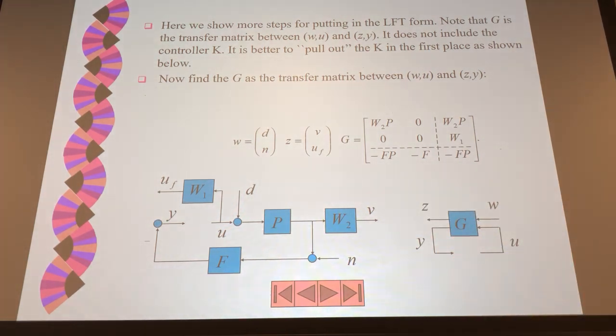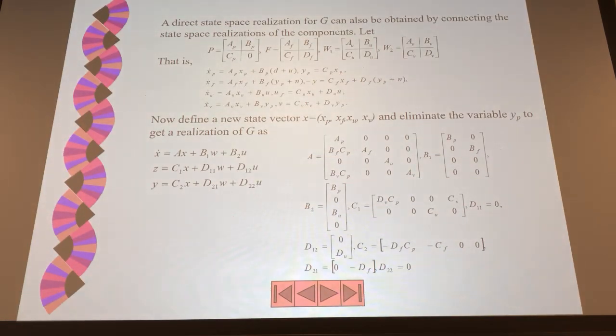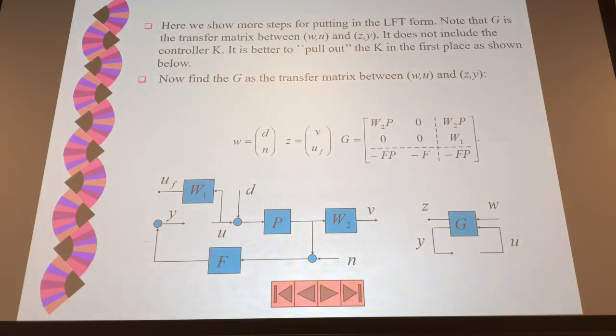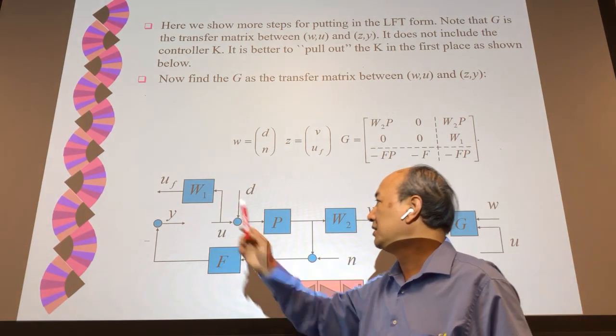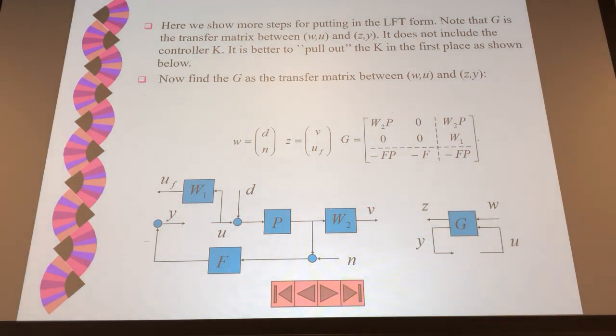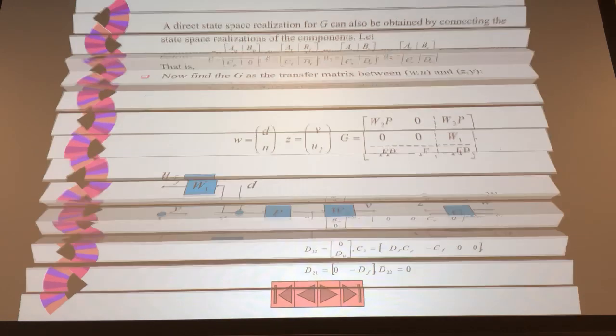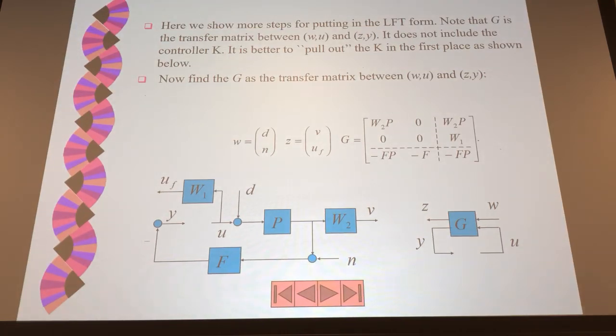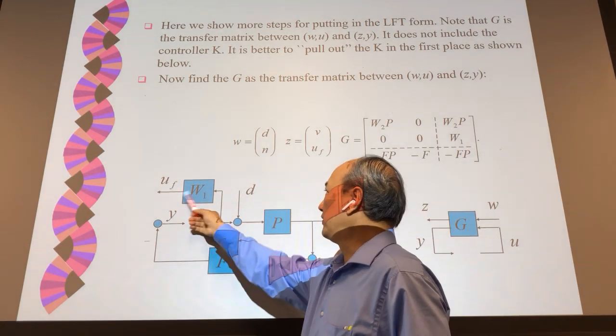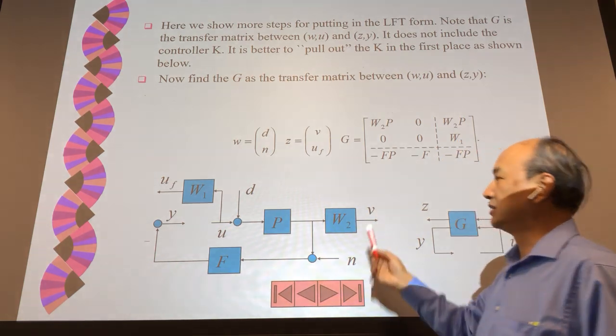There's a simpler way without doing this. You can do directly realization of each individual transfer function matrix here to do state space realization. We are going to use the subscript like A, P, F. These are filters, feedback filters. W1, W2. W2 is mainly due to the V, and W1 is mainly due to the control signal. W1 is for control filtering, W2 is for output filtering.